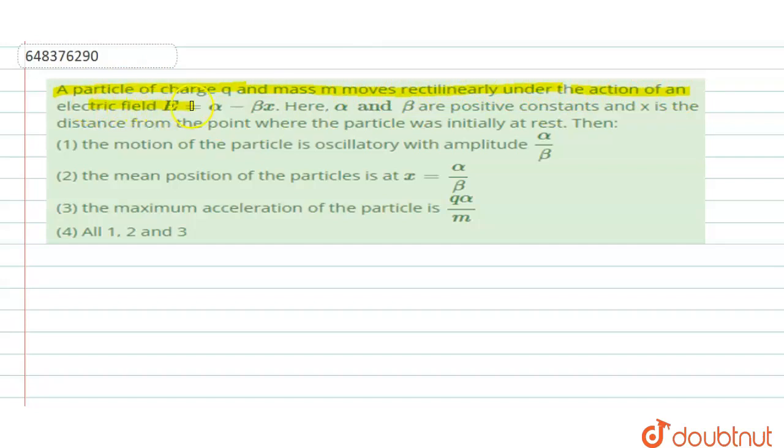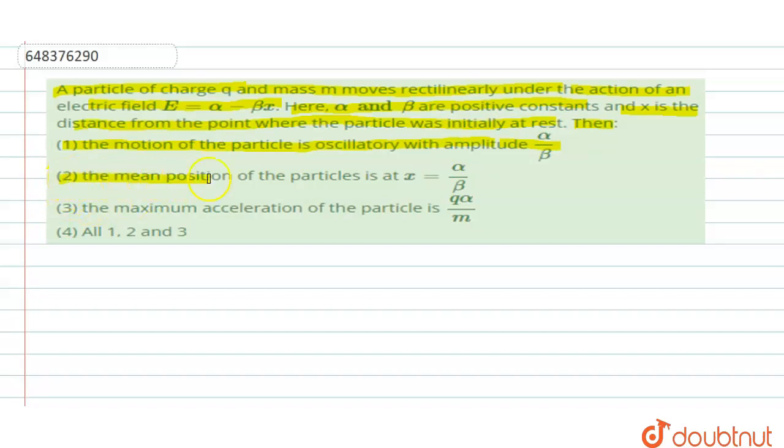A particle of charge q and mass m moves rectilinearly under the action of an electric field E equal to alpha minus beta x. Here alpha and beta are positive constants and x is the distance from the point where the particle was initially at rest.